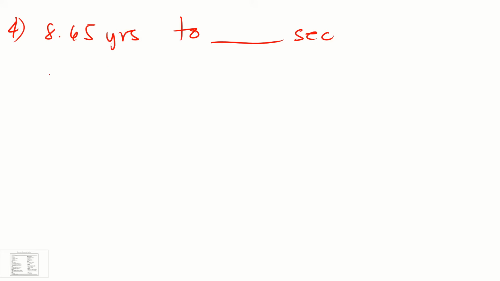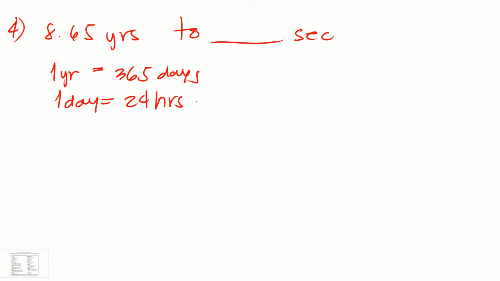But we know that 1 year is equal to 365 days. We also know that 1 day is equal to 24 hours. And 1 hour is equal to 60 minutes.